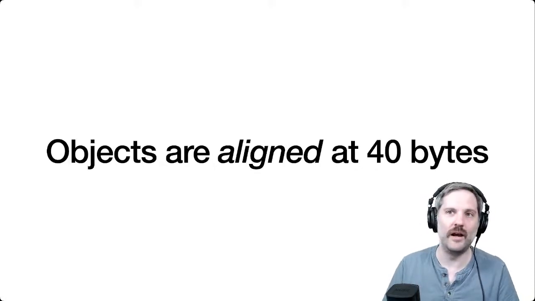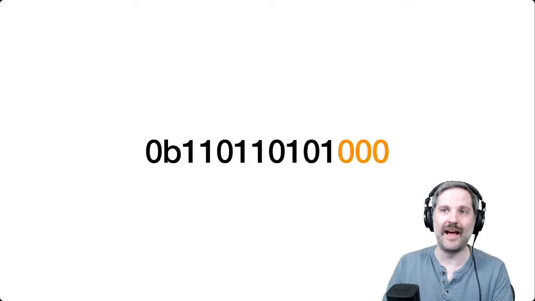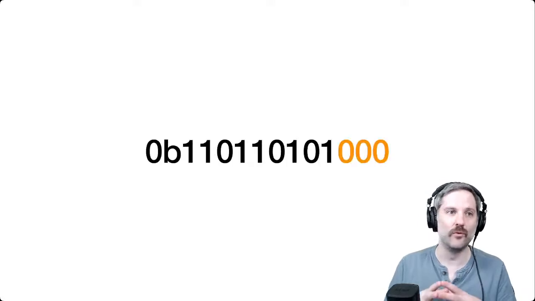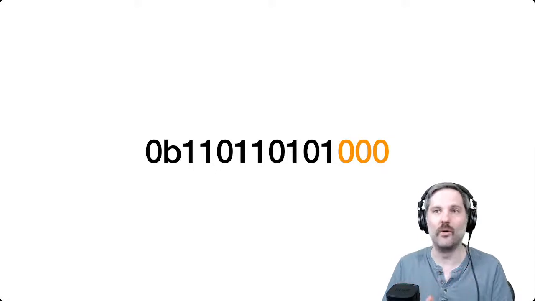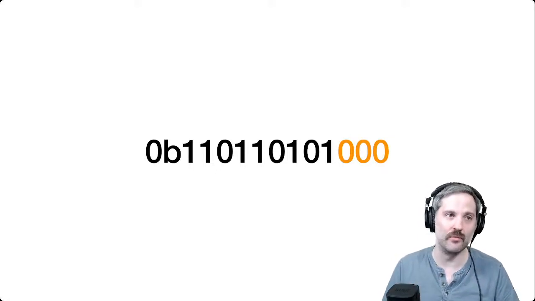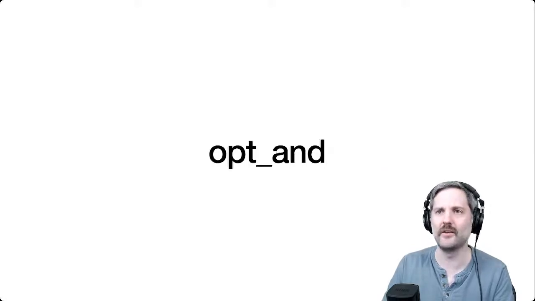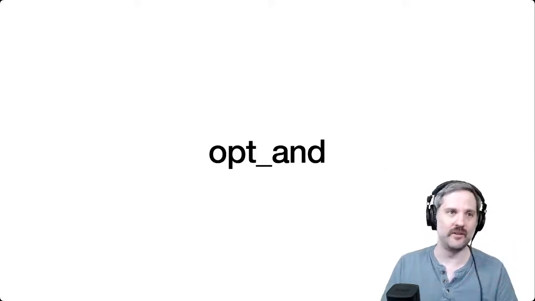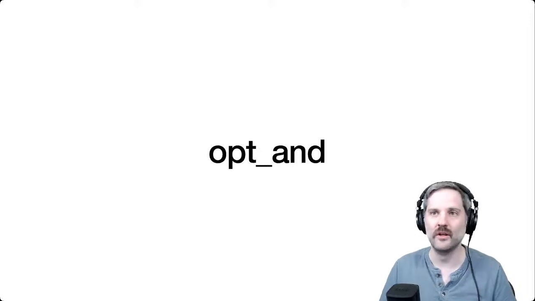We also talked about how objects are aligned at 40 bytes, and what that means is that the last three bits of any Ruby object's address are always zero. So we'll always have three zeros at the end of any particular object address. Yes, here we go. We implemented opt and, so we were looking at the opt and instruction in TenderJIT.